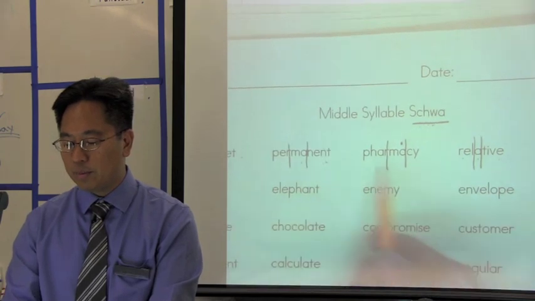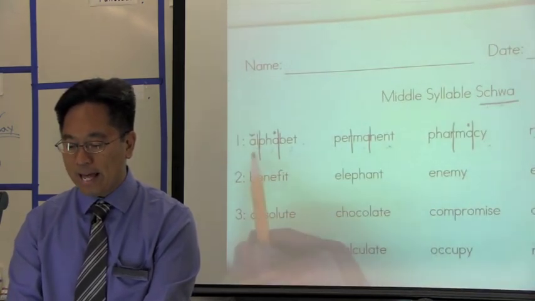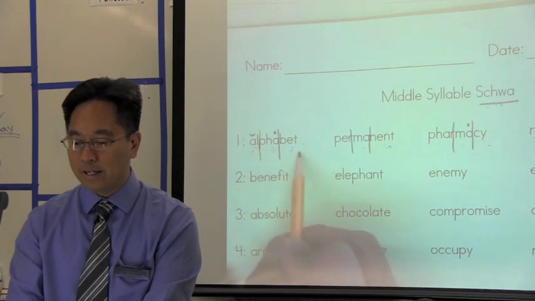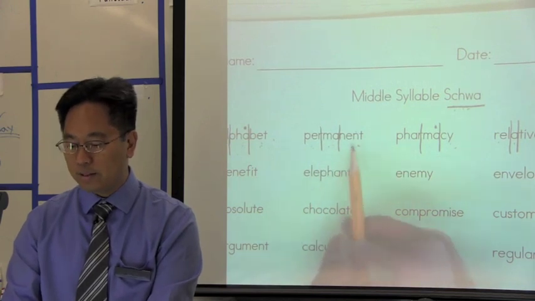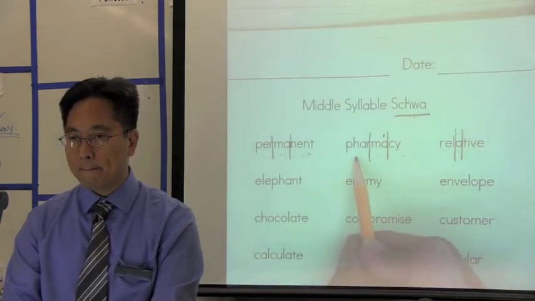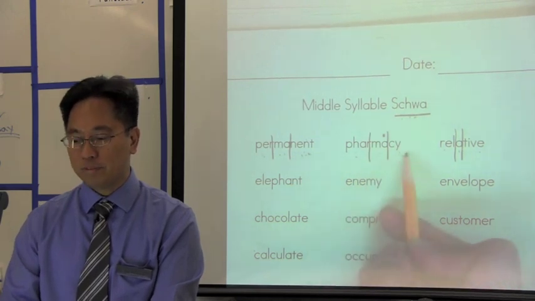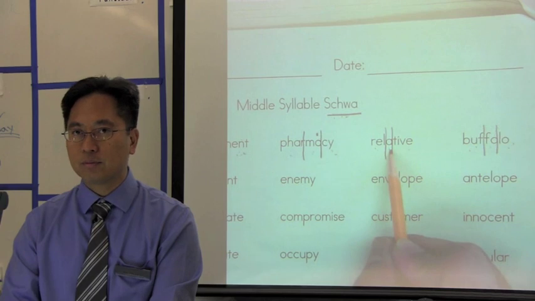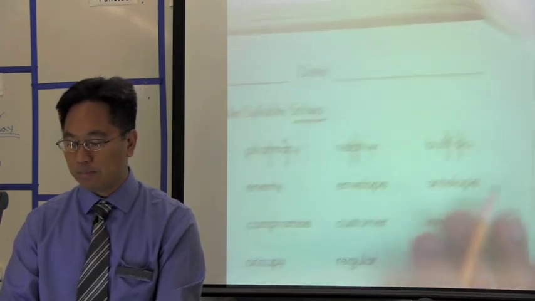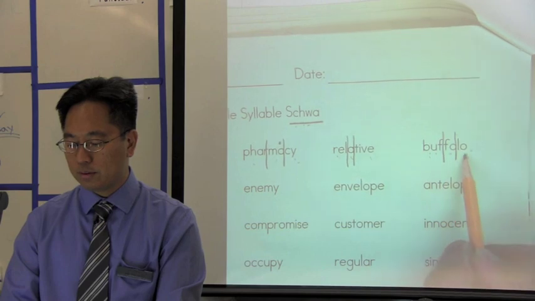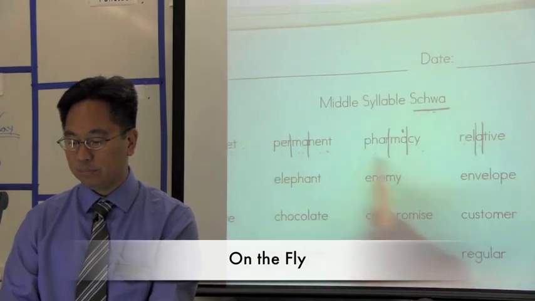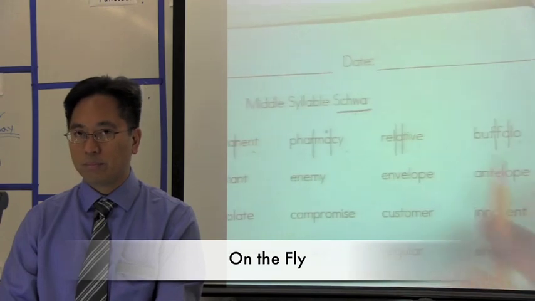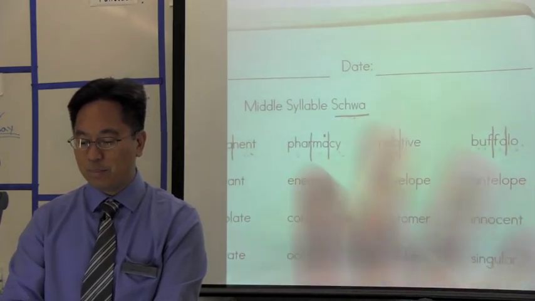From the beginning, syllabicate and blend. Ready, go. Alphabet. Blend. Alphabet. Good job. Next one. Permanent. Blend. Permanent. Good. Next one. Pharmacy. Good. Next. Relative. Last one. Buffalo. Blend. Buffalo. Perfect. And now on the fly. Ready, go. Alphabet. Permanent. Pharmacy. Relative. Buffalo. Perfect. And that is the middle schwa lesson.